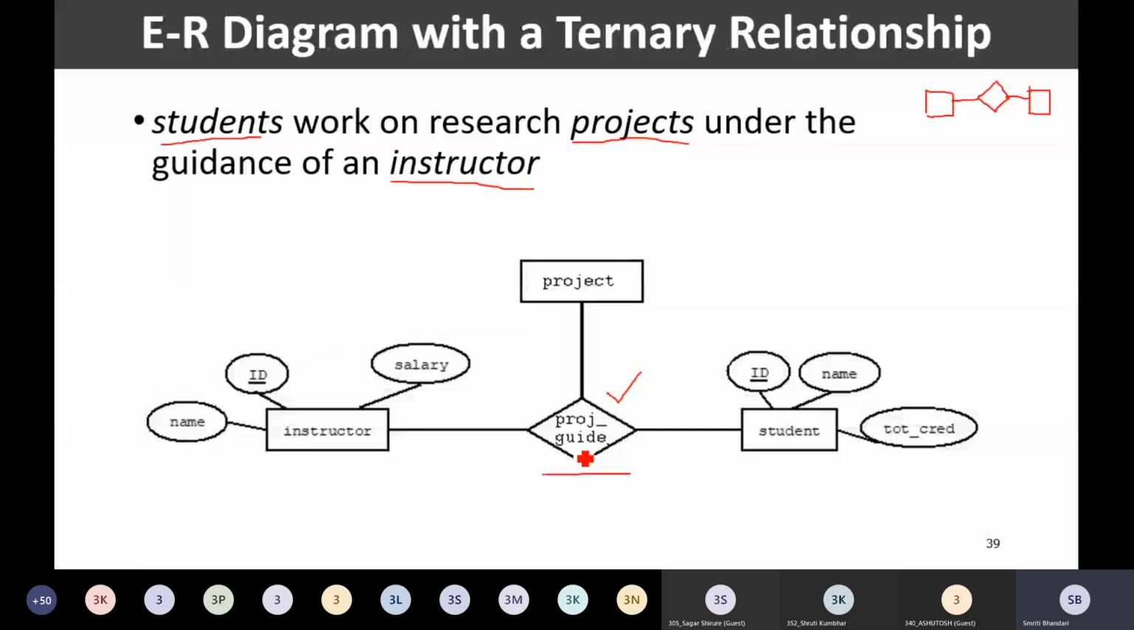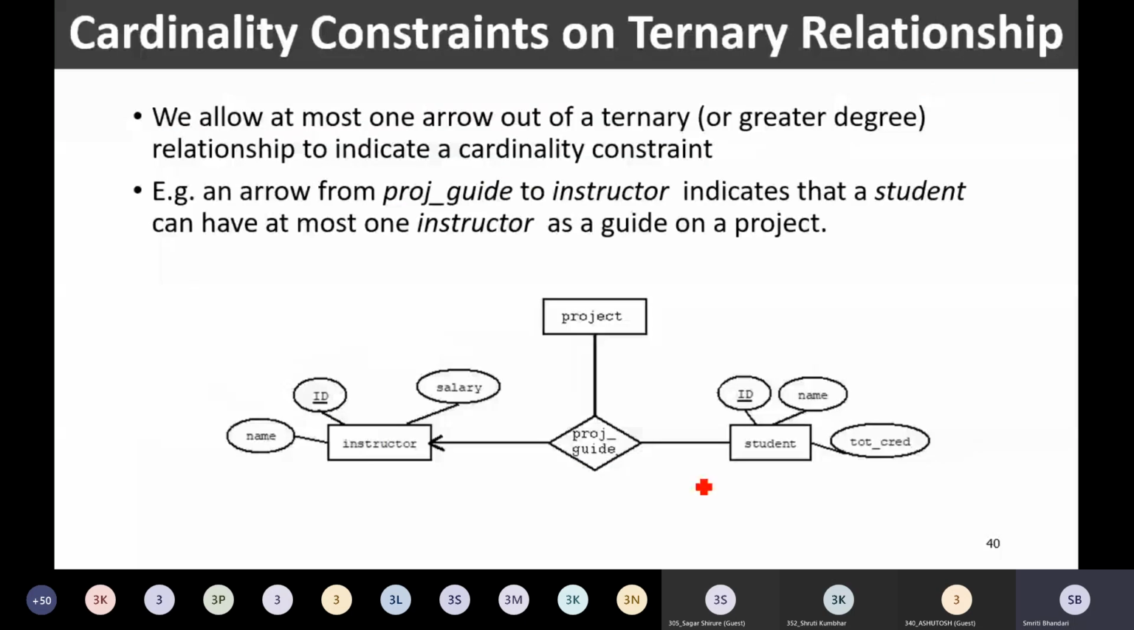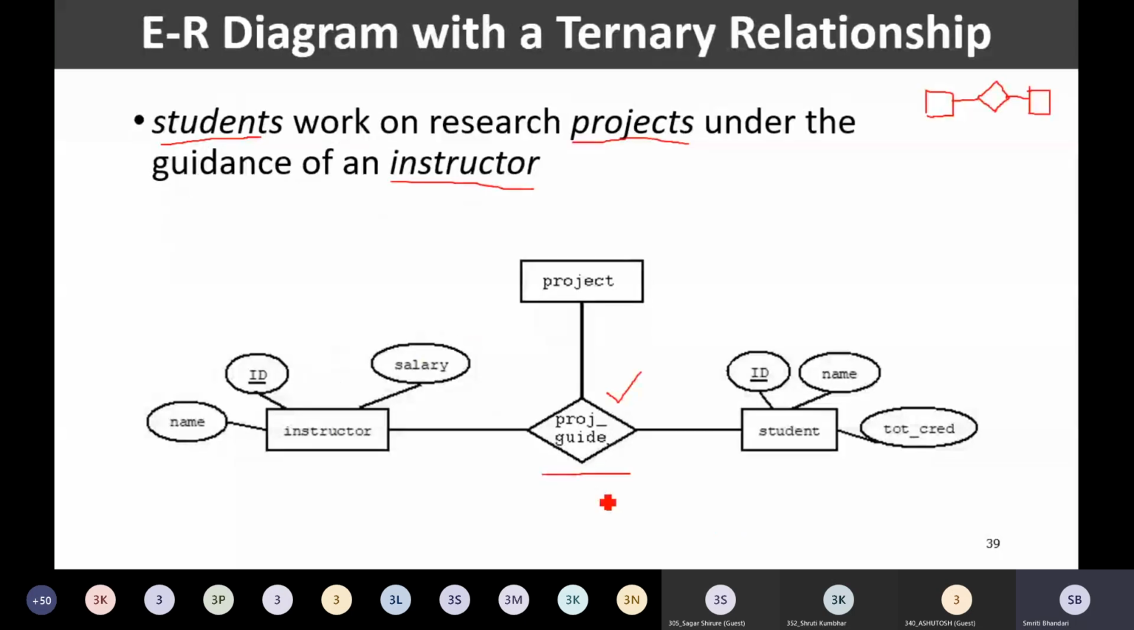Are you understanding the concept? Is there any doubt? Yes? Is there any doubt? No, ma'am. Have you understood this? May I proceed? Yes. Fine.